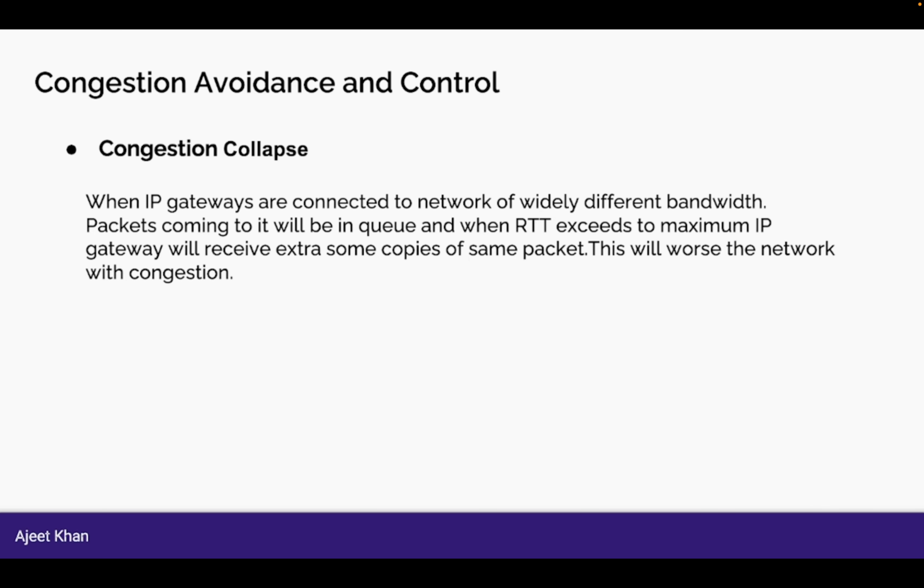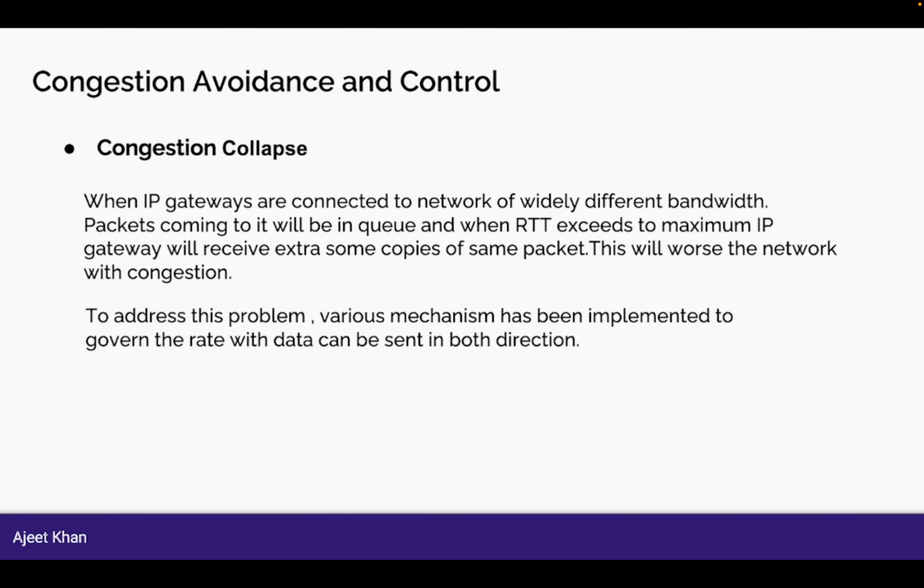This simply means the source is sending packets or data and the destination or any hops in between will receive the packets, and if the RTT exceeds its maximum, that means the time within which it was supposed to respond or process it is exceeded. In that case, another copy of the same data will be sent, assuming that the previous one was lost. This will result in sending the same copies of the same data again and again, and this will simply congest the network. This situation is known as congestion collapse.